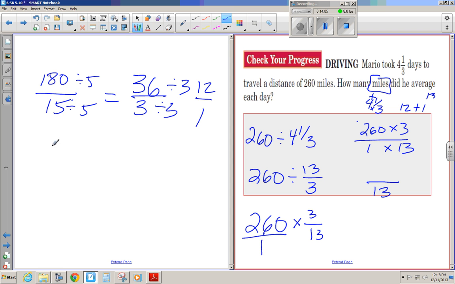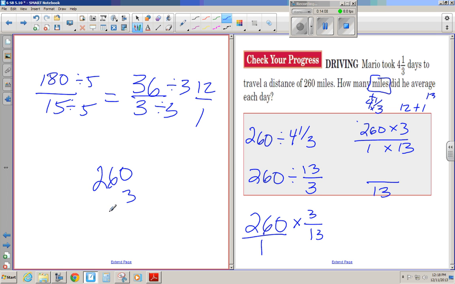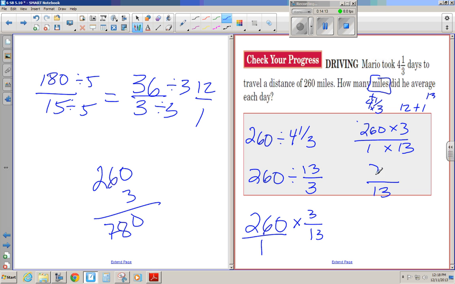And if you do 260 times 3, you get 780. And from here, I need to check. I will need to see if 780 is divisible by 13, which it is. So we simplify by 13, and we get 60 over 1. Miles per day. So that's how you set this problem up.